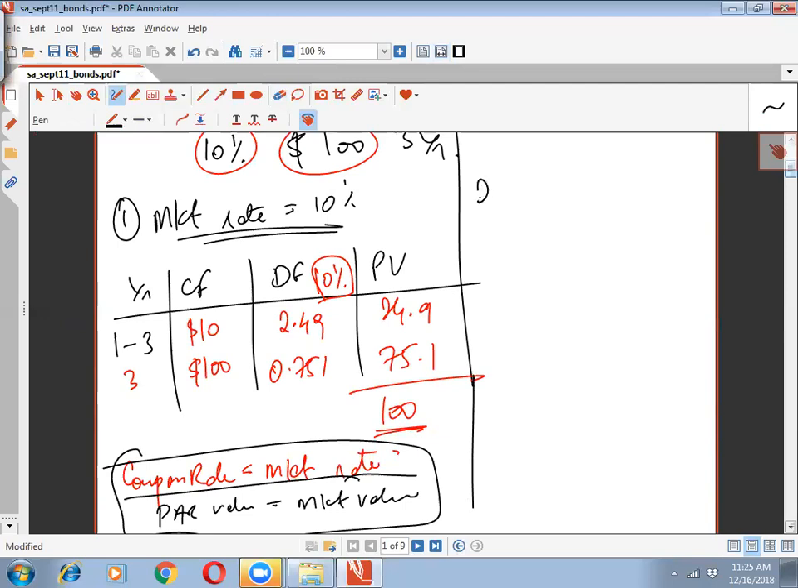Okay, let's move forward. Let's take another example. Now the second example is that the market rate is 12%. Now what could be the market value of the bond?